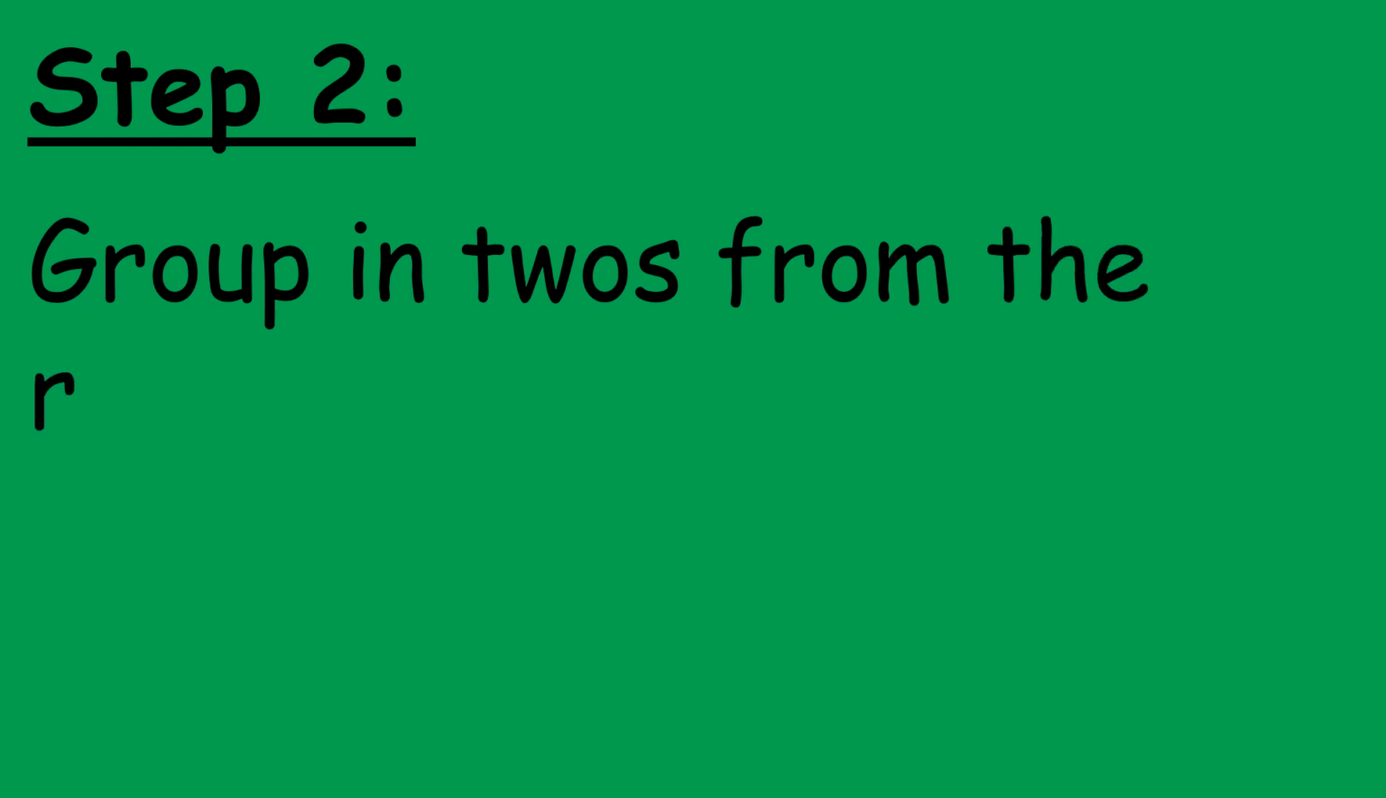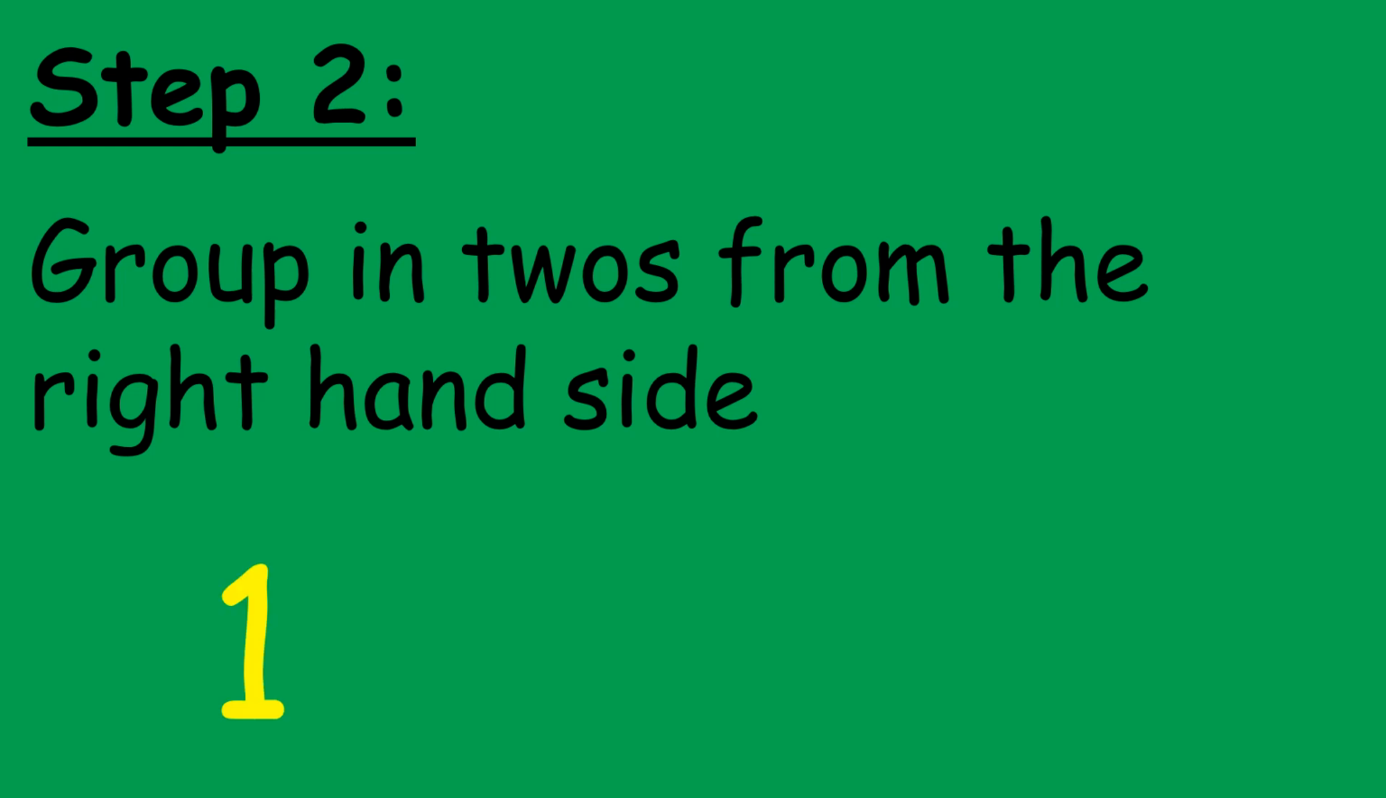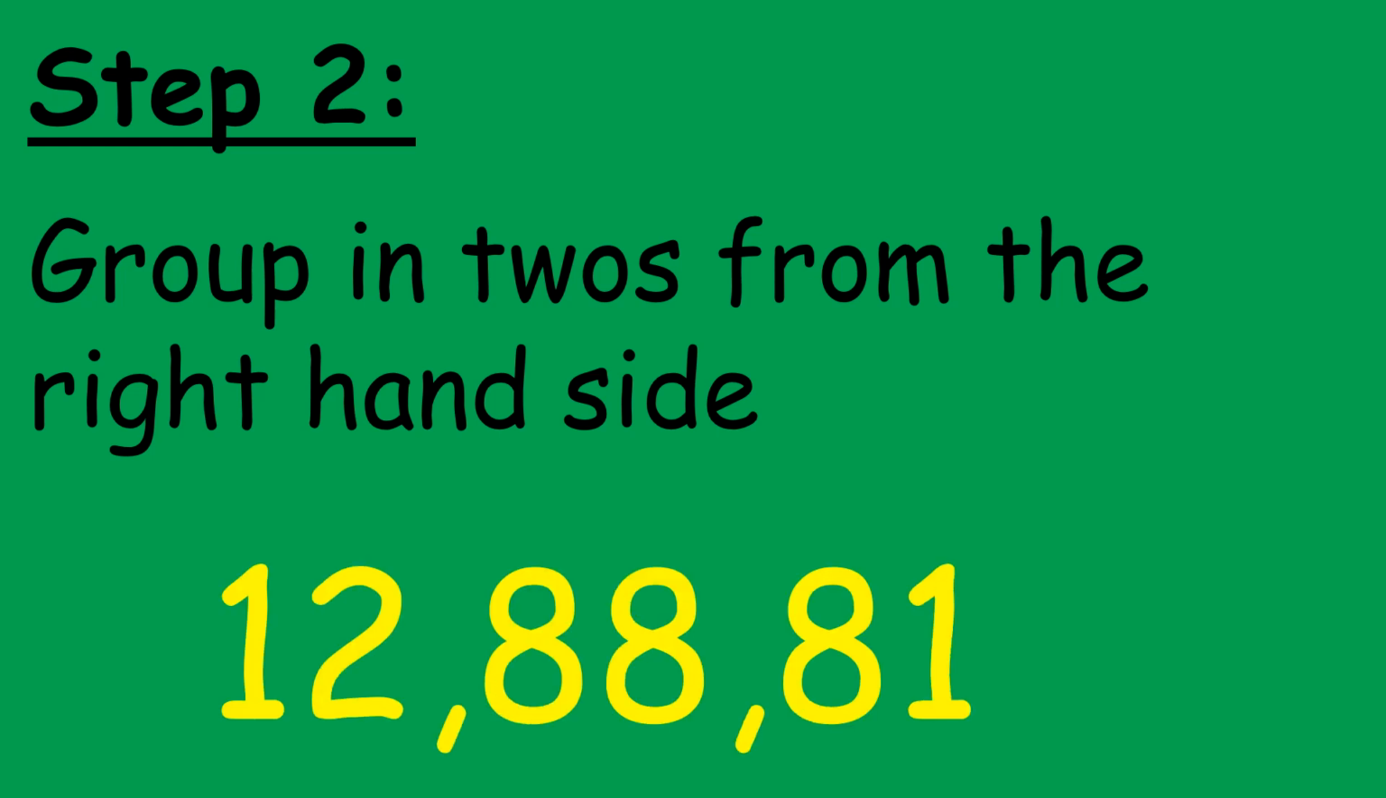Our next step is to group in twos from the right hand side. We will be grouping this number in twos from the right hand side. Now what did we just do? So our number is 128,881.